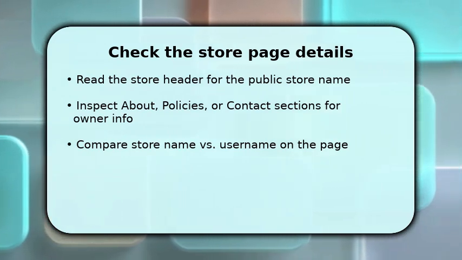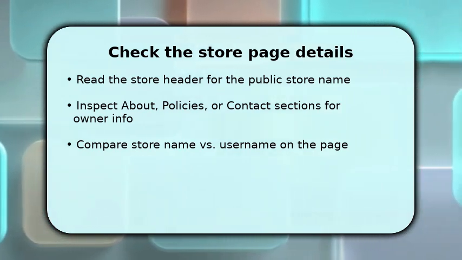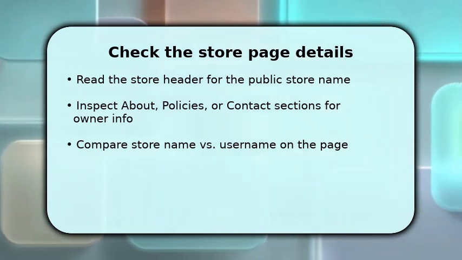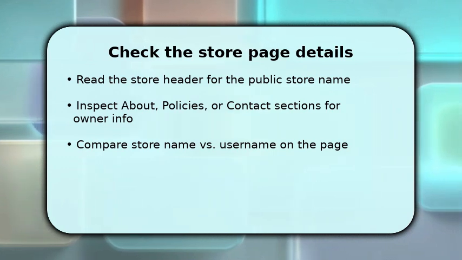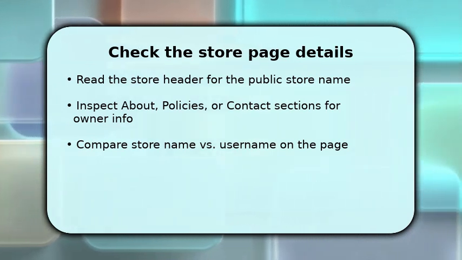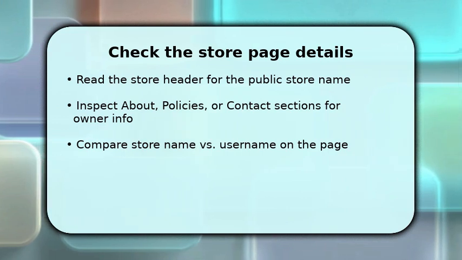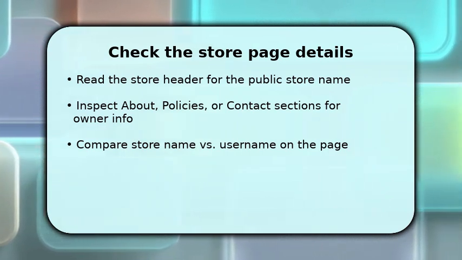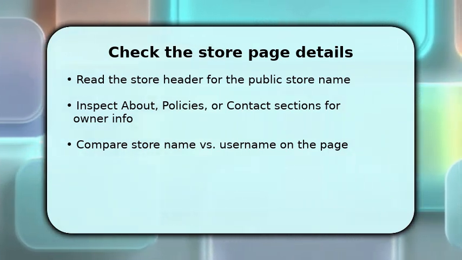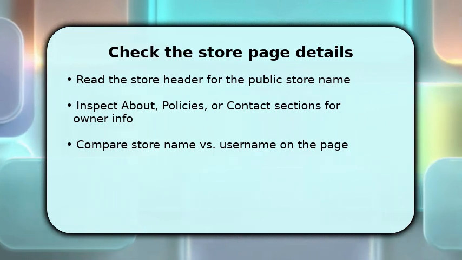Next, scroll to About, Business Info, or Policies sections. Sellers often list the legal or brand name there, and you'll understand why it may differ from the username. Also make sure to check contact or return policy details. These confirm store identity. If the store name is absent, use the username.